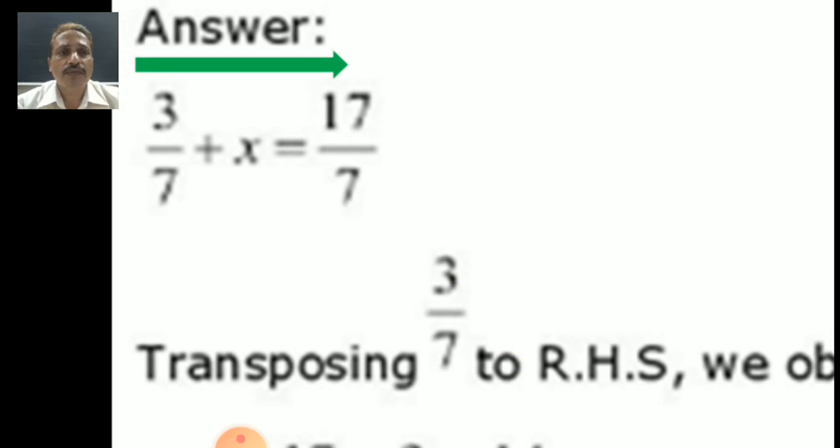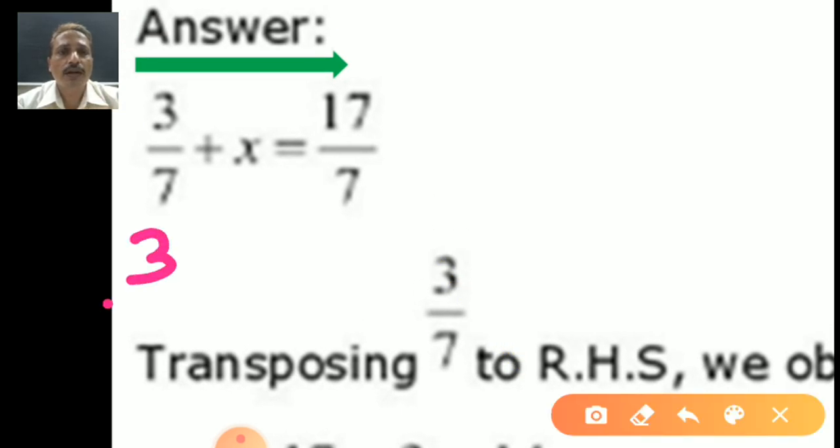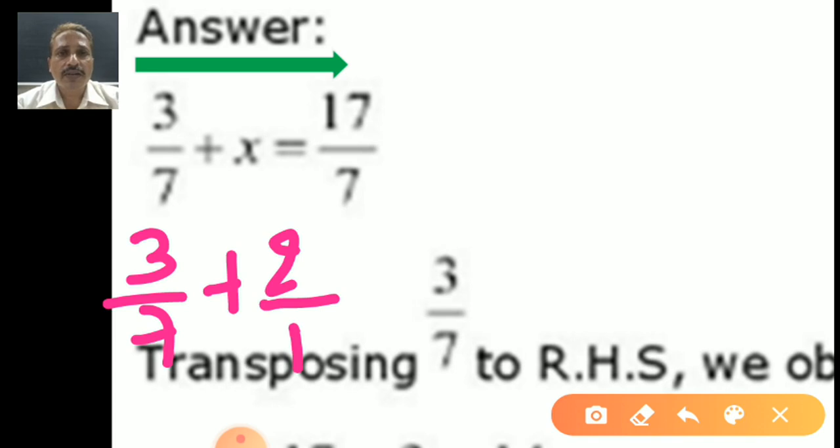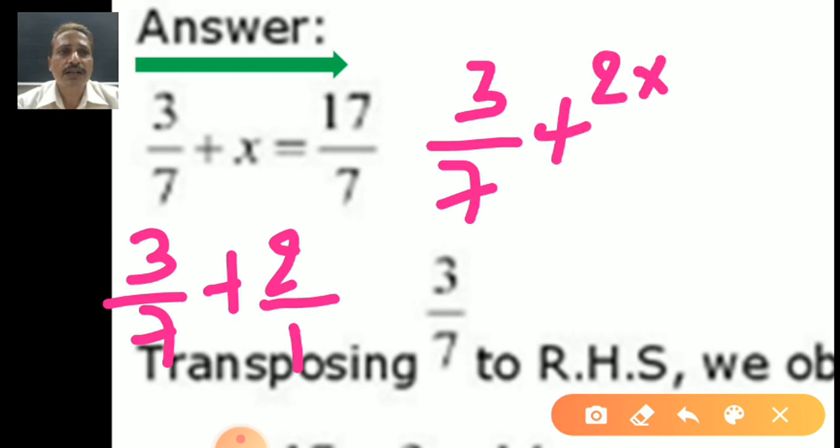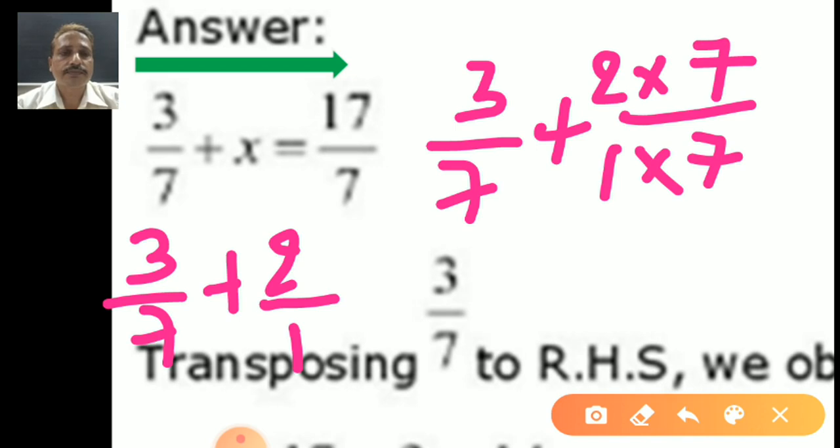In my question's left hand side, I put the value of x, 2. I am not checking the right hand side now. Yes, my dear student, for this you have to make it: 2 is not alone, its denominator is 1. Make equivalent fractions, the LCM of 7 and 1 is 7. So here it is 3 upon 7 plus 2 into something and 1 into something. To make it 7, here we multiply by 7, and the numerator also gets multiplied by 7.